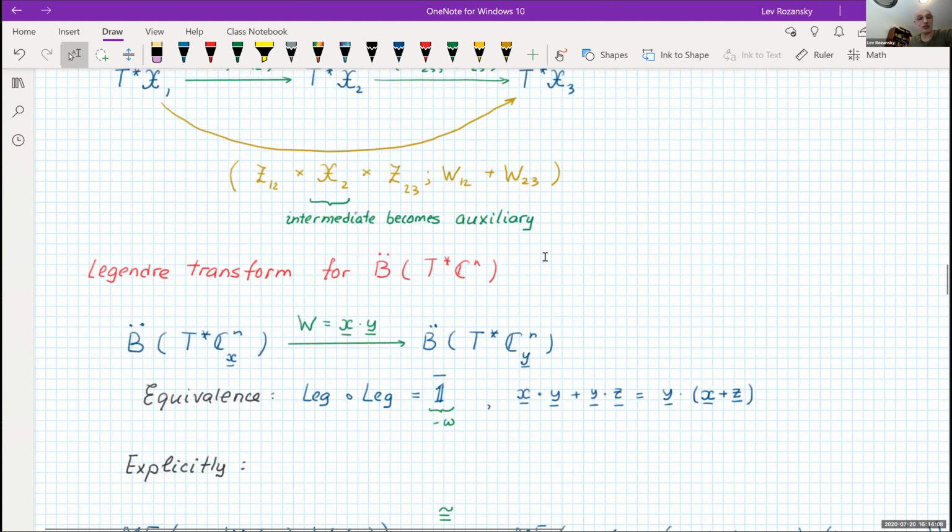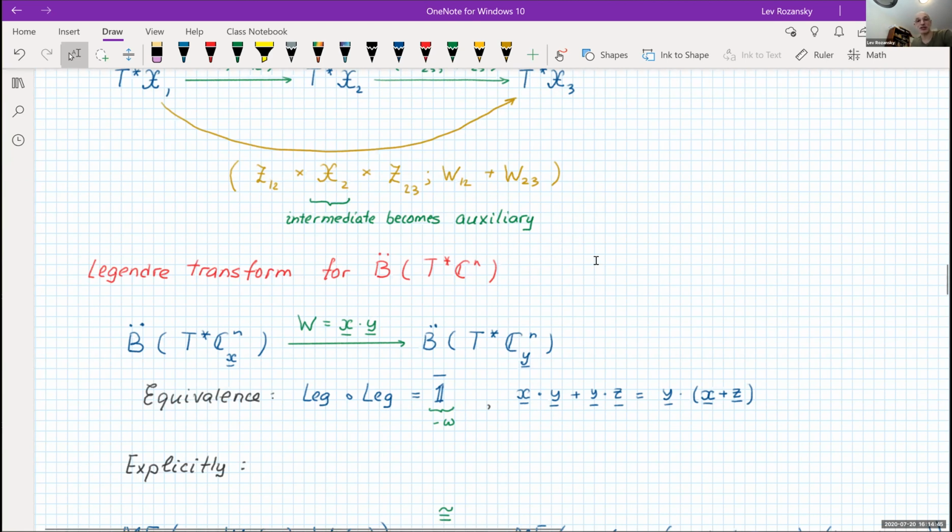Now let me say a few words about Legendre transform. That's what you asked about last time. Suppose again our variety is Cn with coordinates x, and Legendre transform is a Lagrangian correspondence which switches coordinates and momenta. It is described by W, which is x times y. You can check that if you compose this Legendre functor with itself, then you get almost identity. It switches the sign of the symplectic form.